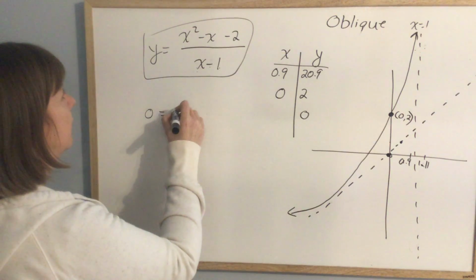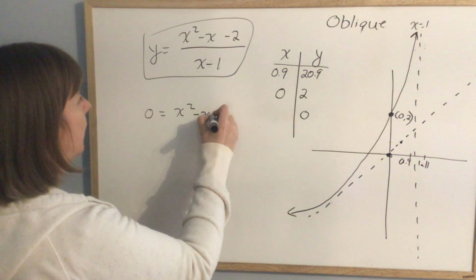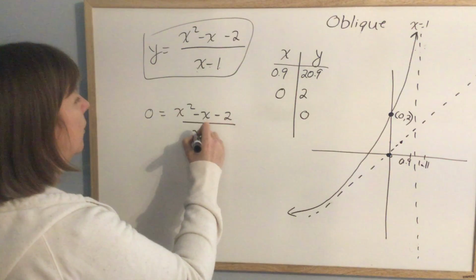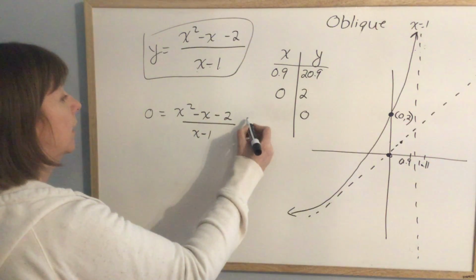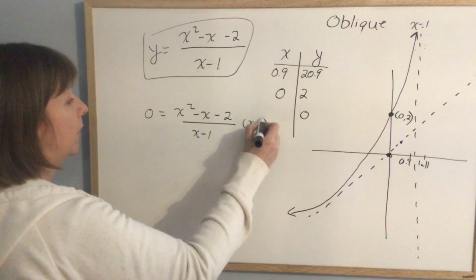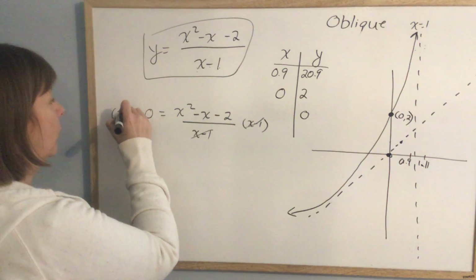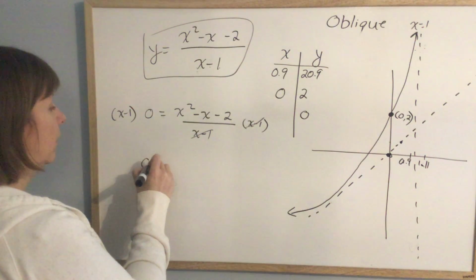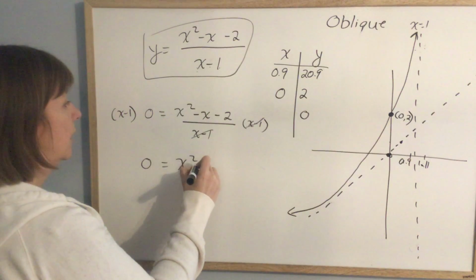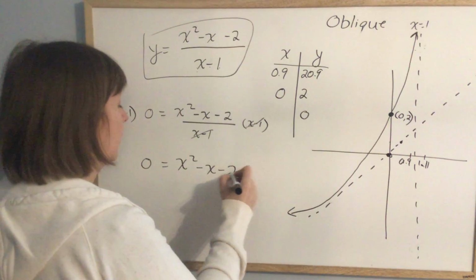If I made my y 0, I'd have x squared minus x minus 2 over x minus 1. I'd multiply this side by x minus 1 so that they cancel. So I'd multiply this side by x minus 1. So I would have 0 is x squared minus x minus 2.